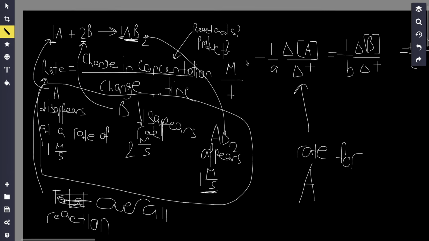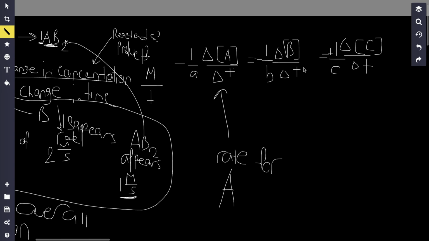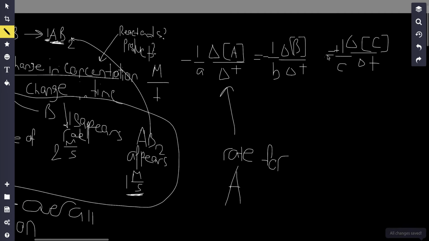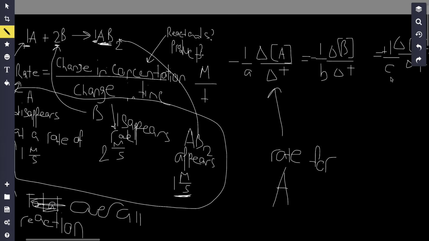So the reason why we put a negative sign right over here is because we're dealing with reactants. So for reactants, we're going to be losing the concentration, right? Our concentration is going to be decreasing. So therefore, we put a negative sign right over here. As for the products, we put a positive sign because, well, our products are being formed. So the concentration of that is going up. And then for a, b, and c, these are the respective mole ratios.